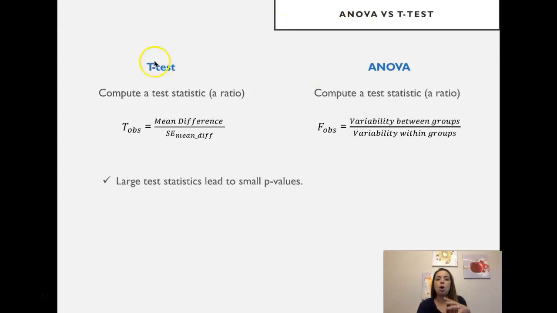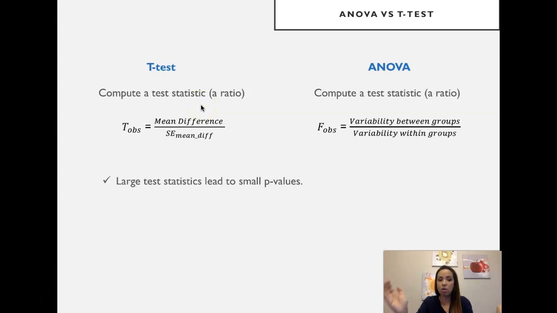For now, I want you to understand that both t-tests and ANOVAs imply that we compute a statistic that has on the numerator the signal, the pattern in the data, the difference, right? The bigger the difference is, the higher the signal.